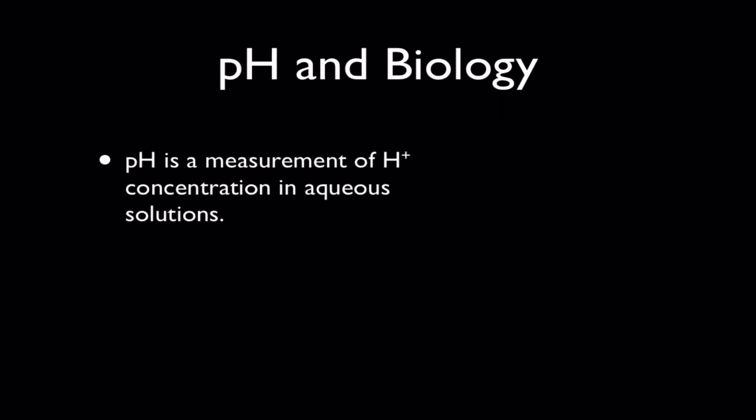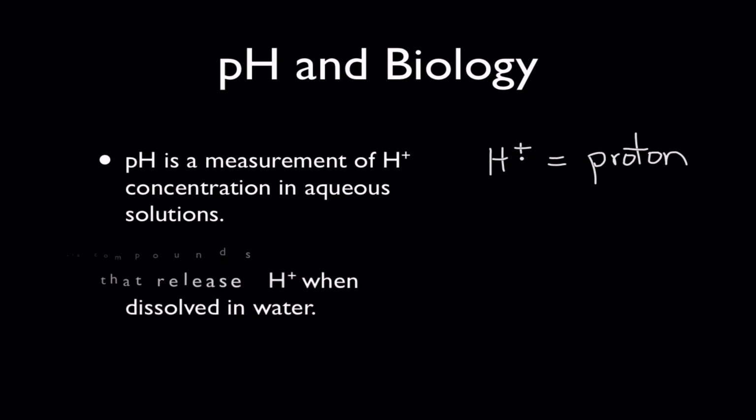The pH scale is simply a measurement of hydrogen ion concentration. Now, in biology and chemistry, we represent hydrogen ions with the symbol H+, and all this means is a proton. It's just a hydrogen atom that's lost its electron. So when you talk about hydrogen ions, you're actually talking about naked protons, so to speak.